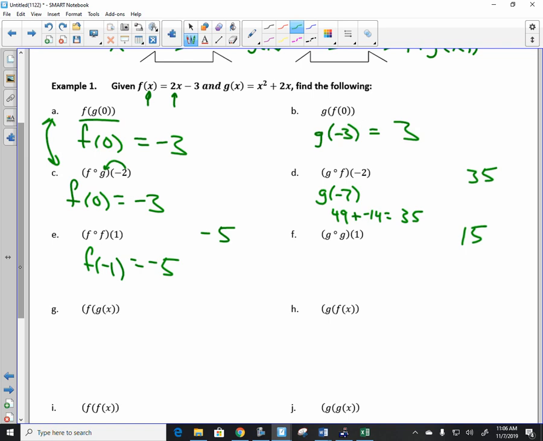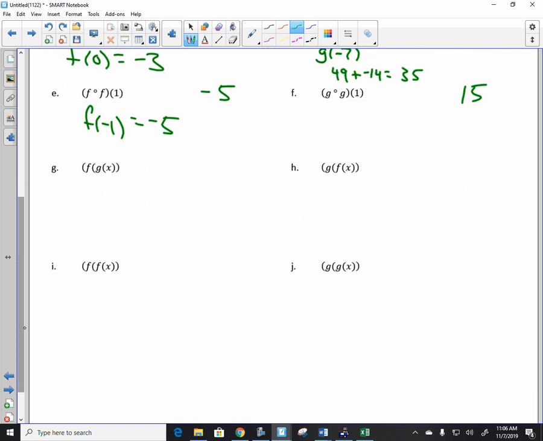What mistake did you make? Okay. So we good? Okay. All right. What's different about letter G? Yeah, there's no domain value.